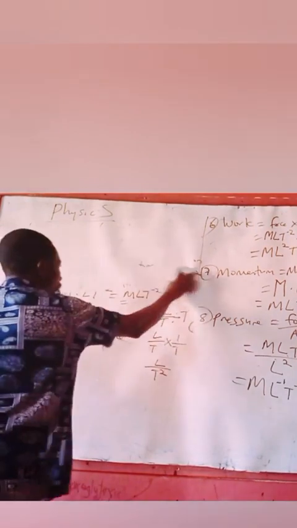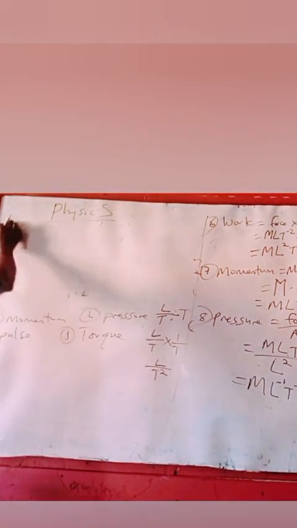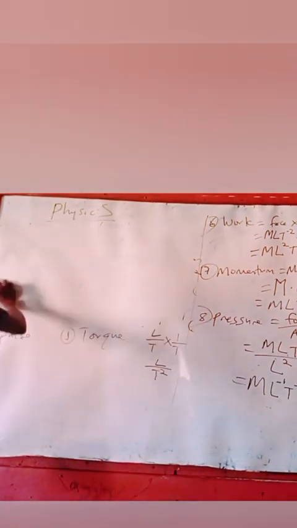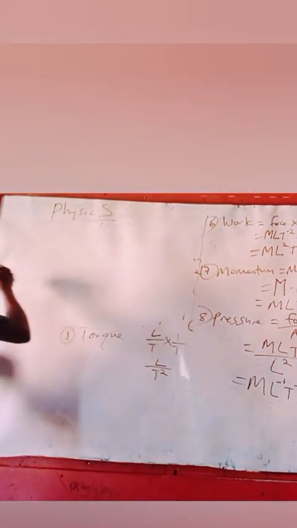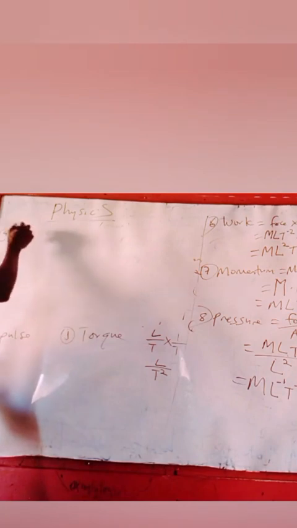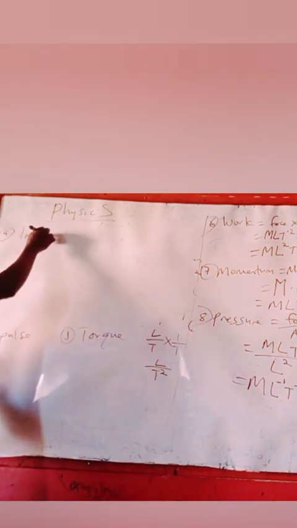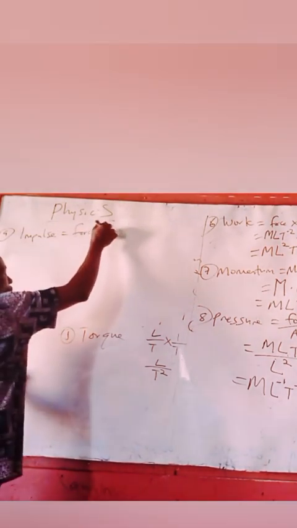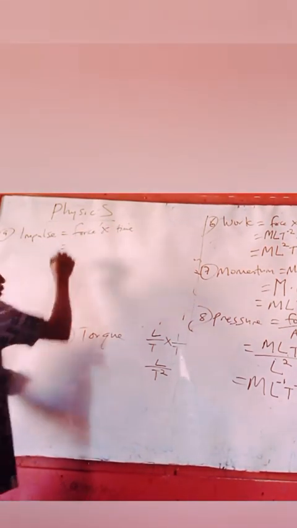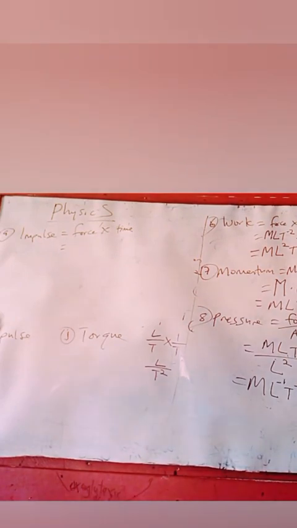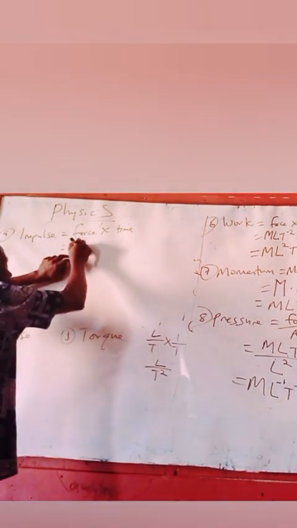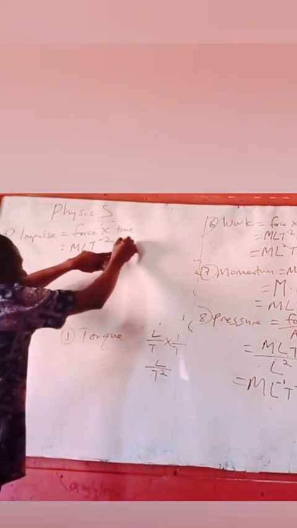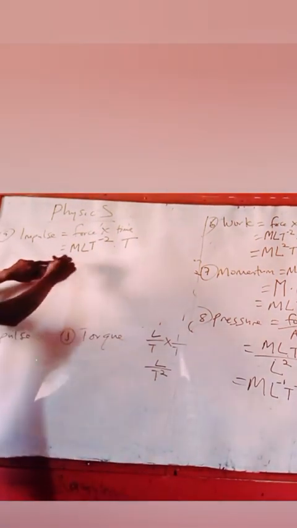The next one I have as an example here is impulse. The ninth one is impulse. Impulse is the product of force and time. Dimensionally, force is expressed as MLT raised to the power minus 2, times time, which is another T. What will this give us?